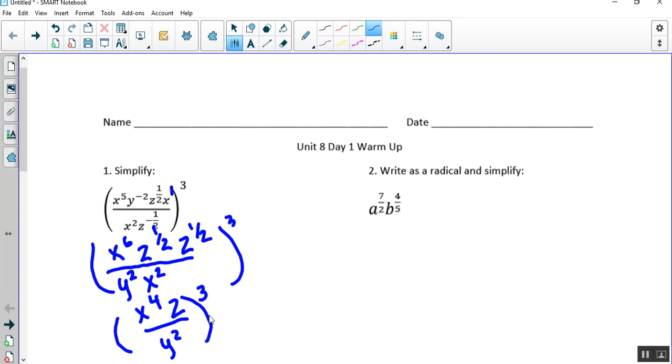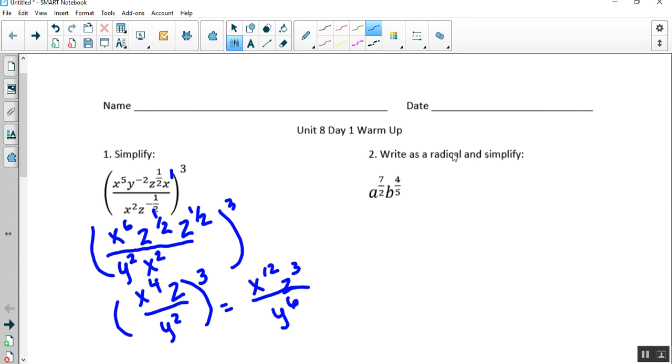And then the last exponent rule we're going to use here is when you do a power to a power, you multiply your exponents. So 4 times 3 will give me 12. So I have x to the 12th, z to the 3rd, and then 2 times 3 gives me y to the 6th in my denominator.